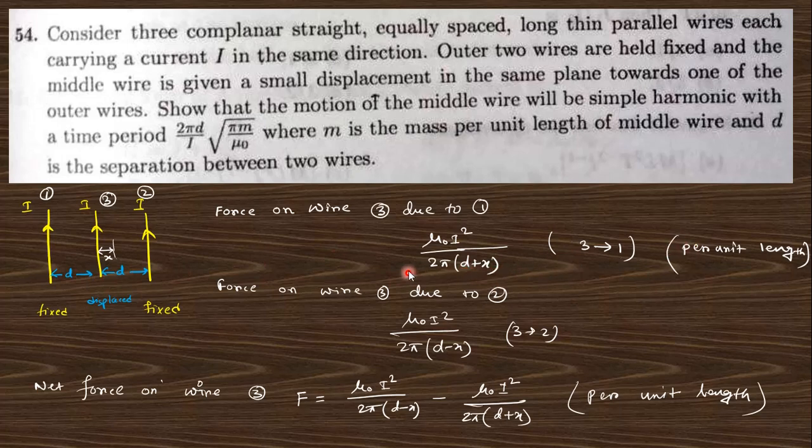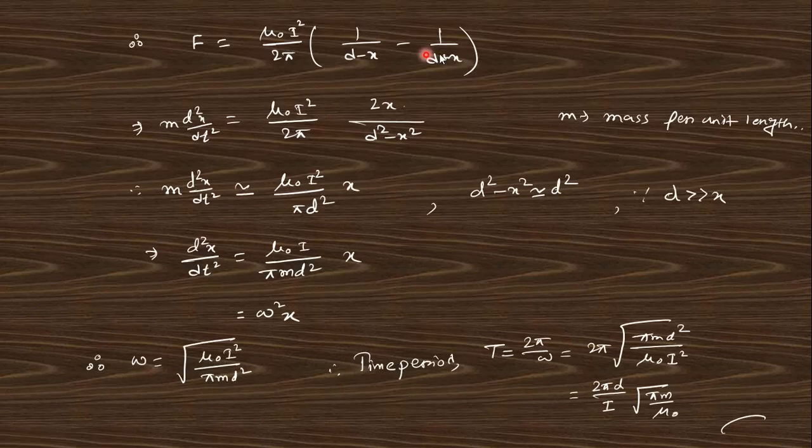So finally we got the force on this middle wire due to wire 1, and similarly due to wire 2, this will be d minus x. This will be attractive, this will be attractive, so the net force will be the difference of these two forces, and you will get these things. d square minus x square can be written as d square because d is very much greater than x. So finally we got this equation, and you know this is the general equation for wave oscillation. So this is omega square, where omega will be like that.